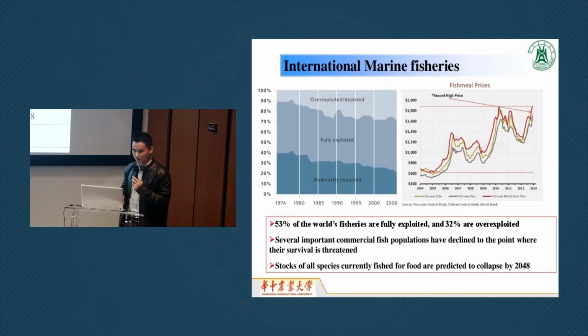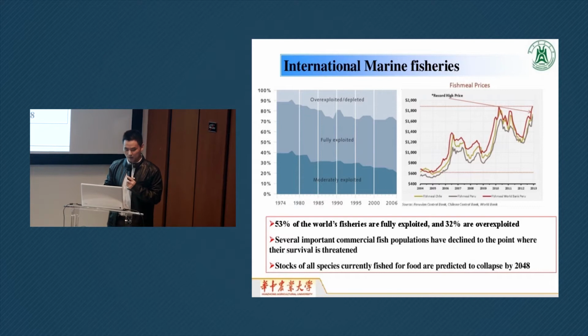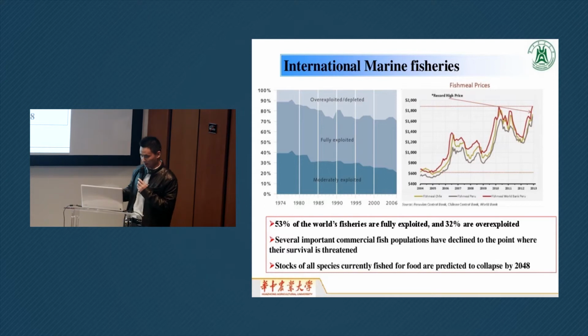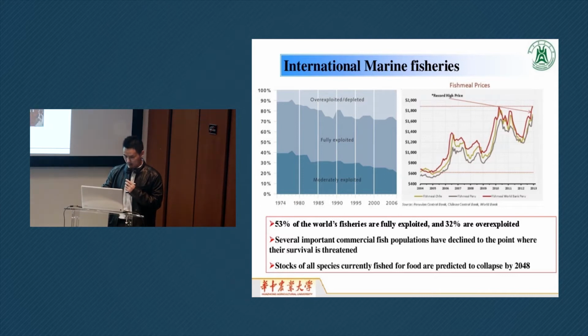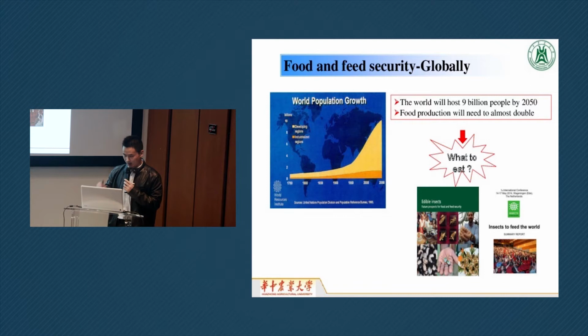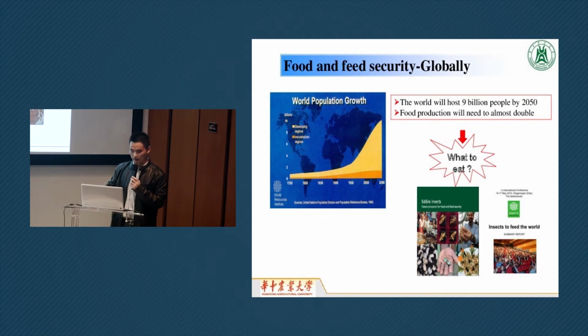This slide shows the international marine fisheries. About 53% of the fisheries are fully exploited and 32% overexploited. If we keep doing this in this way, the global marine fishery is going to collapse by 2048. There are some species of fish already facing survival threats. We had our first conference in 2014 in the Netherlands, sponsored by FAO, with Mr. Paul Van Huis as one chairperson and another professor from Wageningen University.